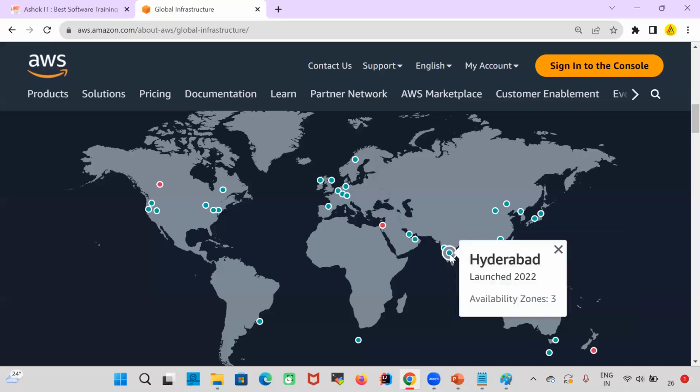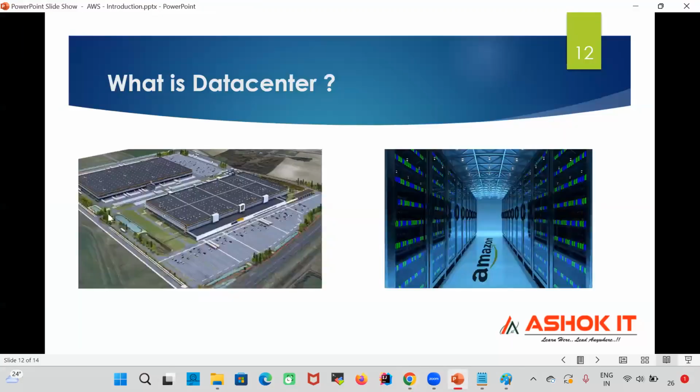Recently, they have started in Hyderabad also, launched in 2022, just last year. They started the Hyderabad region. In Hyderabad also, these 3 data centers are available. So this kind of building, 3 buildings are available in Hyderabad, and 3 buildings are available like this in Mumbai. Worldwide, they have 99 buildings like this. This is a data center in the AWS cloud.